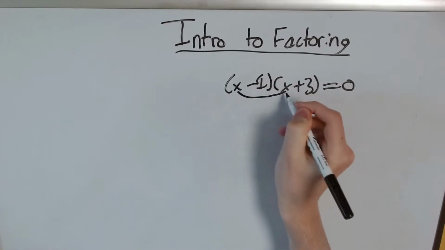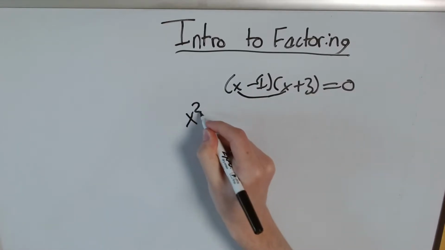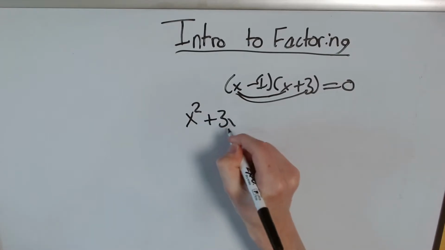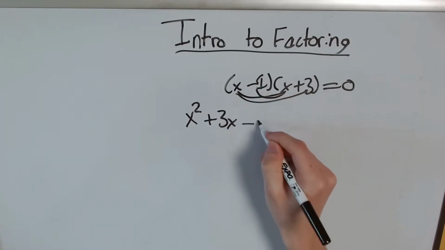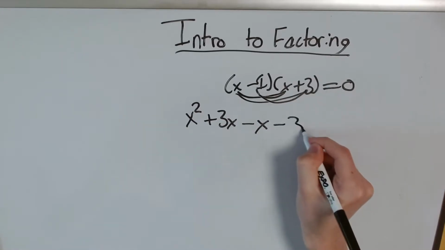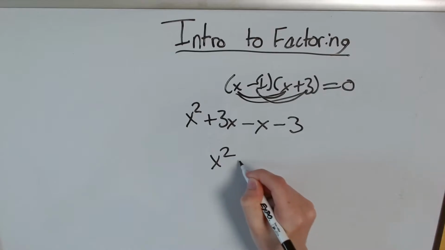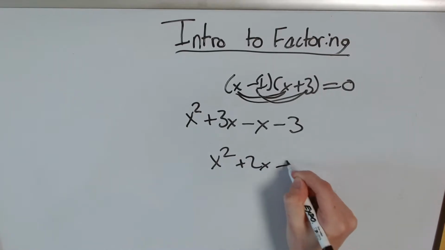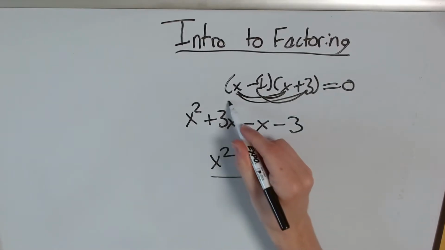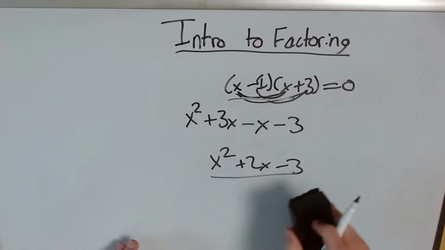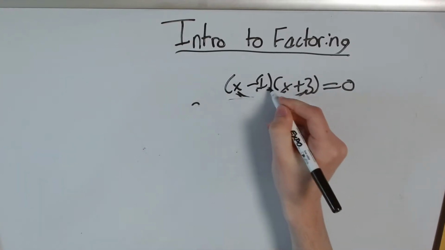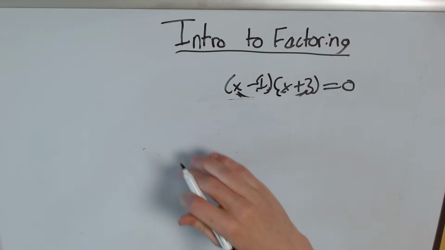All right, so x times x, that's x squared. x times 3, that's 3x. Negative 1 times x, that's negative x. Negative 1 times 3, that's negative 3. And that's x squared plus 2x minus 3, which is indeed a quadratic. So we know that this then has to represent a quadratic. So we can get that worry out of the way. But how does this form help us solve quadratics?